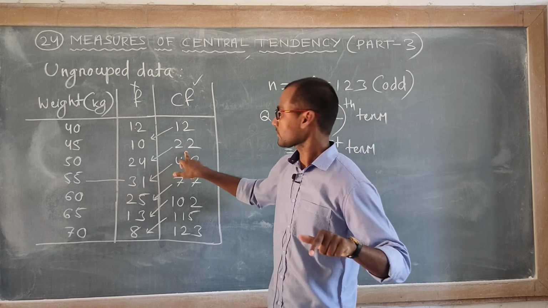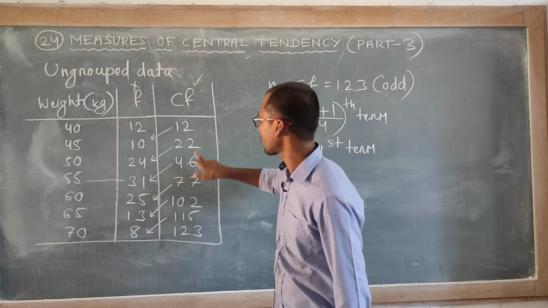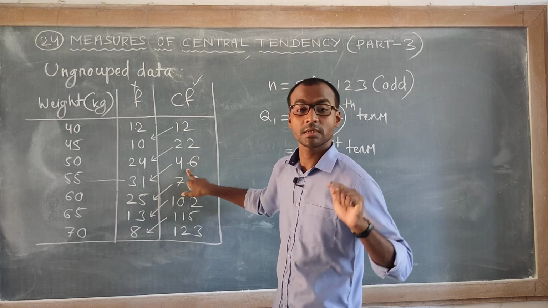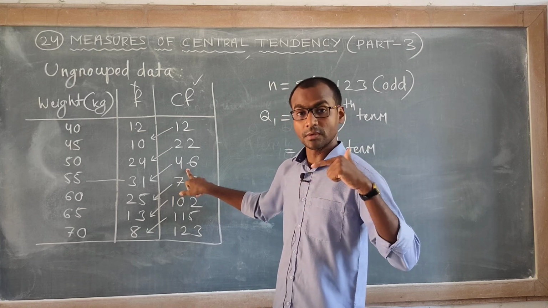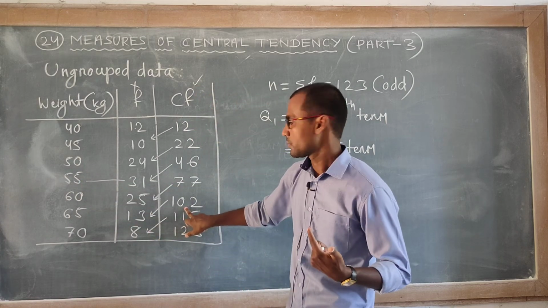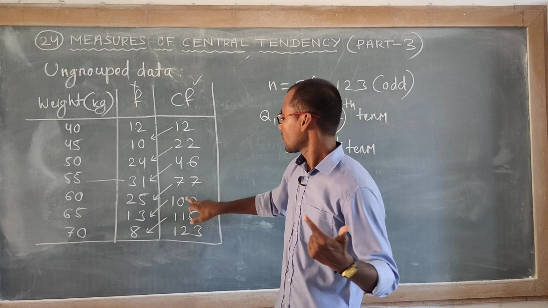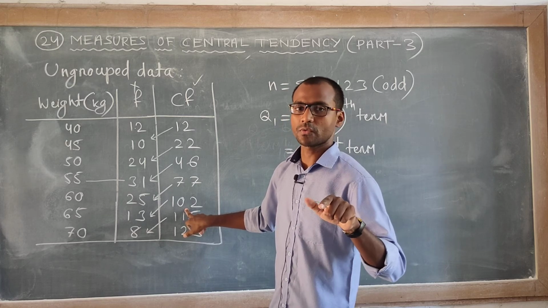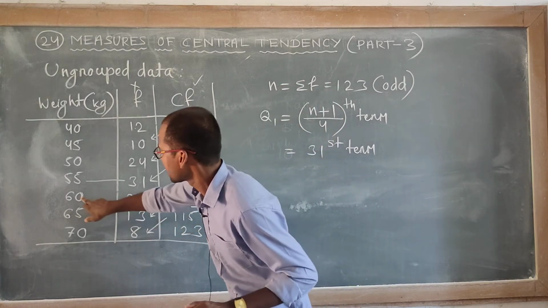These students, their weight is 45 kg. Then this 46 means 23rd to 46th. Here is 22, then the next 24, so 46 means 23rd to 46th. These students, their weight is 50 kg. Similarly, suppose 102. What is the meaning of 102 here? 102 means the 78th student to the 102nd student. It is the position. These students, their weight is 60 kg.